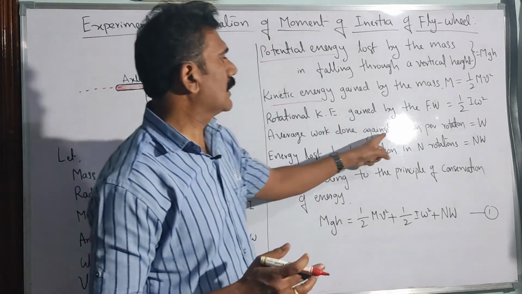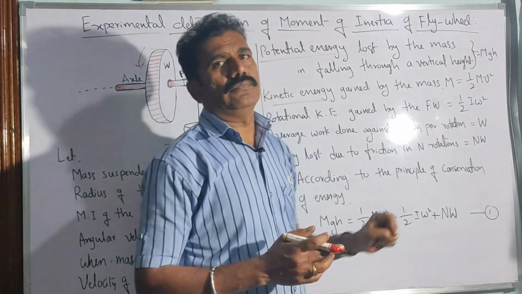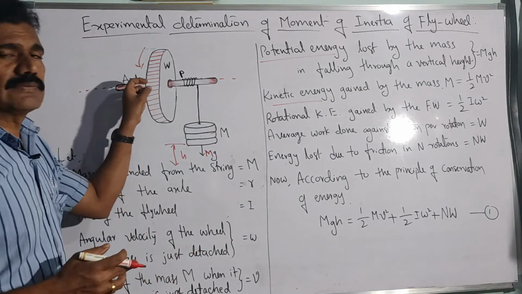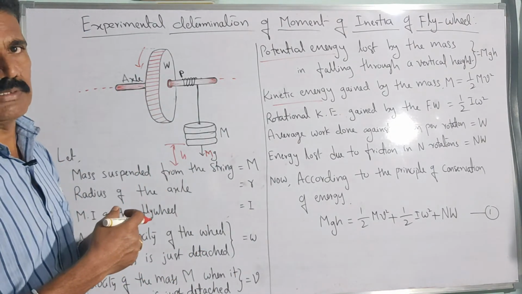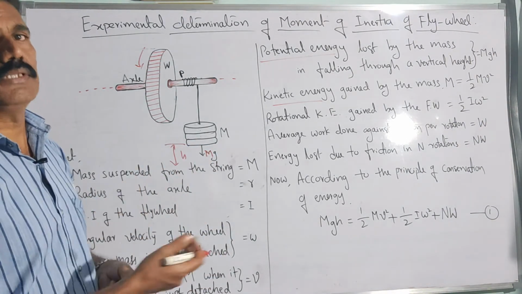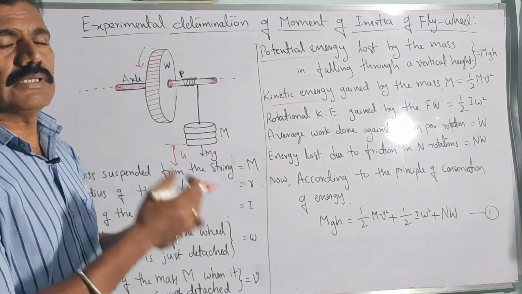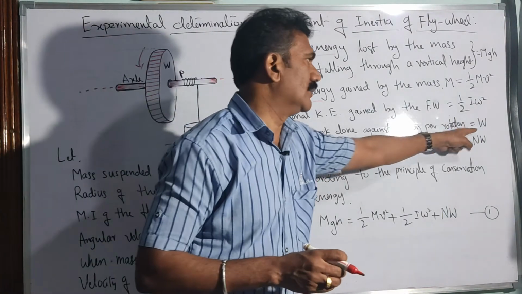So average work done against the friction per rotation is equal to W, because of course it is made less friction, but still against the friction only it has to rotate from the rest, isn't it? So that is why you are applying the load here. It has to overcome the friction and then starts rotating. Then what is the work done against the friction? That is what actually you are considering W here.